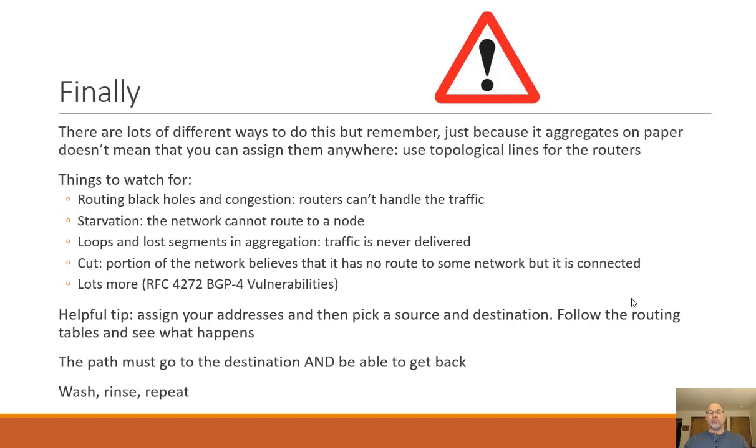A cut is a portion of the network that believes that it doesn't have a route to the destination, even though there's some physical connection. And that's a routing problem that you've created because of the way either that you've assigned your routes or the way that you've done your addressing or something like that.